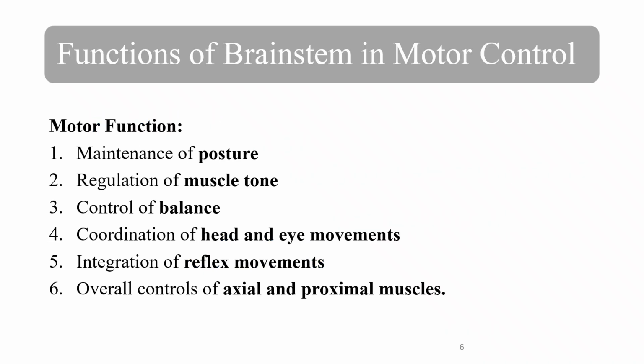Regarding the function of the brainstem, you should know that it controls various autonomic as well as motor functions. In the autonomic functions, it's the main center for cardiovascular and respiratory activities, while some gastrointestinal functions are also controlled by the brainstem. When we specifically talk about motor function, the brainstem is responsible for the maintenance of posture, regulation of muscle tone, control of balance, coordination of head and eye movement, and integration of various reflex movements, and thus it overall controls the axial and the proximal muscles.